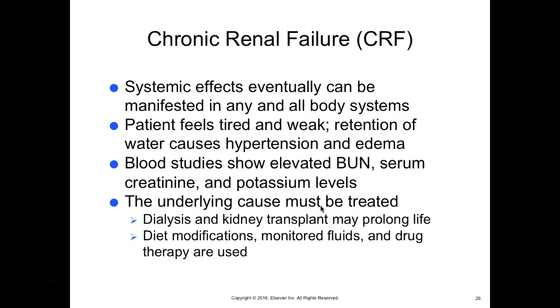Chronic renal failure, on the other hand, cannot. Systemic effects eventually can be manifested in any and all body systems. Patient feels tired, weak. Retention of water causes hypertension and edema. Blood studies will show elevated blood urea nitrogen. That means that there are waste products being retained. Serum creatinine and potassium levels are also elevated. And then the underlying cause must be treated. Dialysis and kidney transplant may prolong life. Diet modifications, monitored fluids, and drug therapy are used.